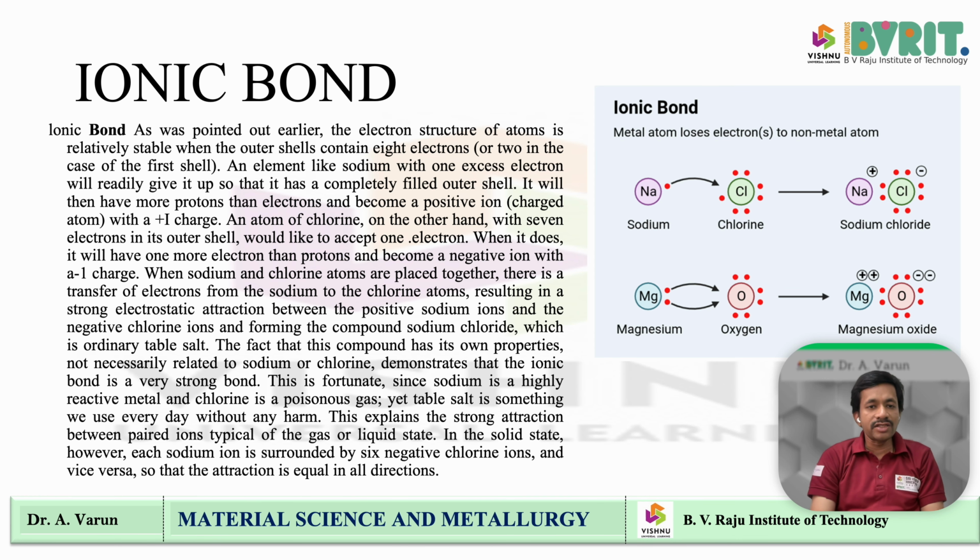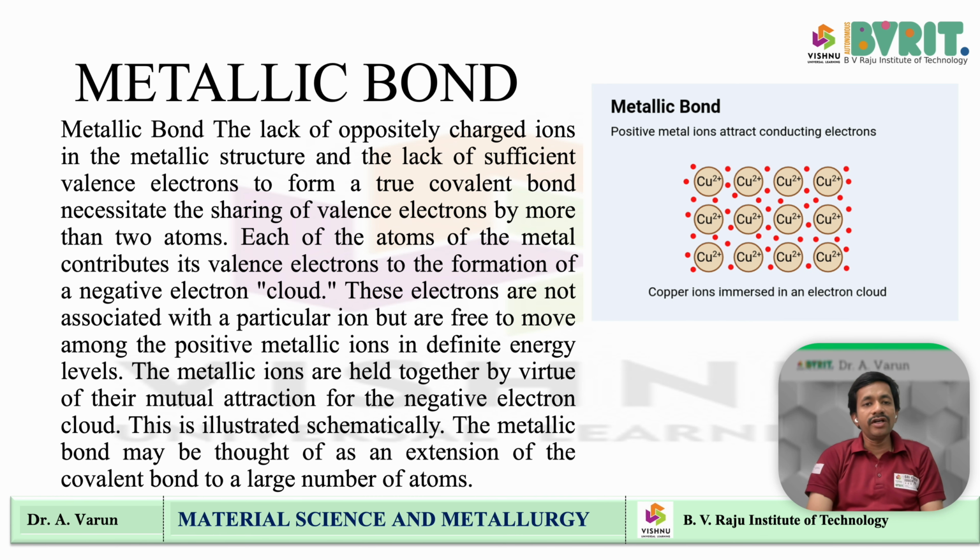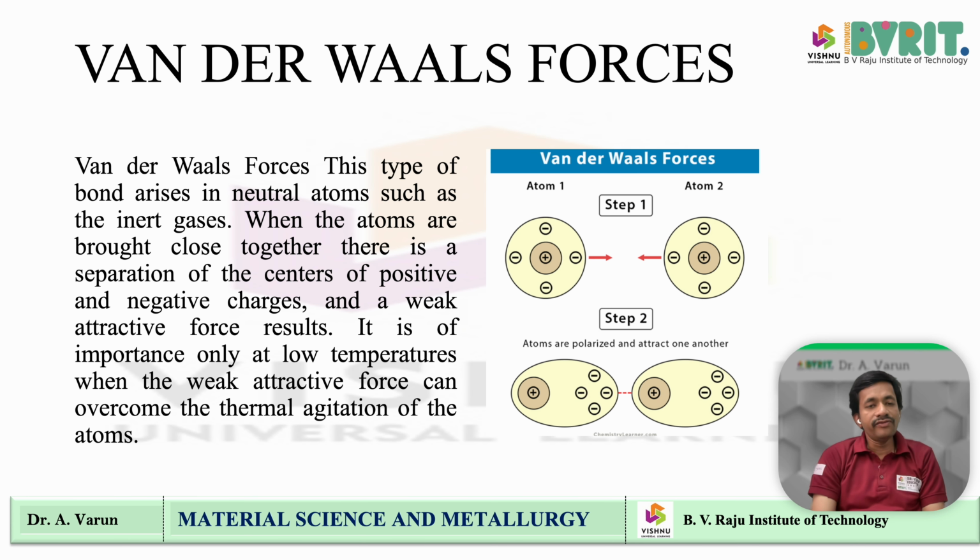Ionic bonding is the transfer of ions, whereas in a covalent bond, we share electrons. And here comes the important one for our discussion, the metallic bond. All the metals in the periodic table have this metallic bonding between them, which is nothing but a pool of electrons flowing around positive metal ions. And here we have the secondary type of forces, which are called van der Waals forces.